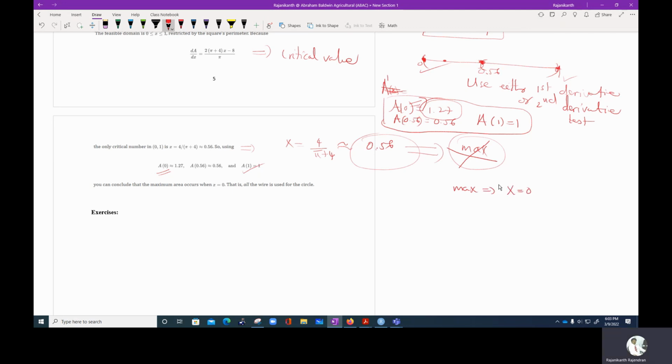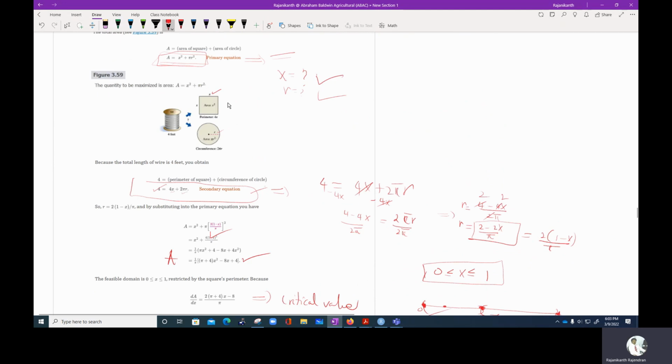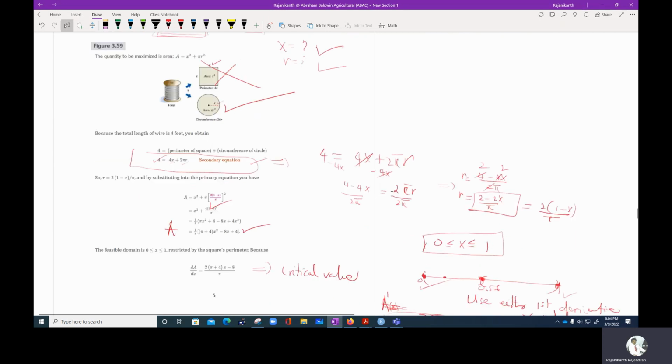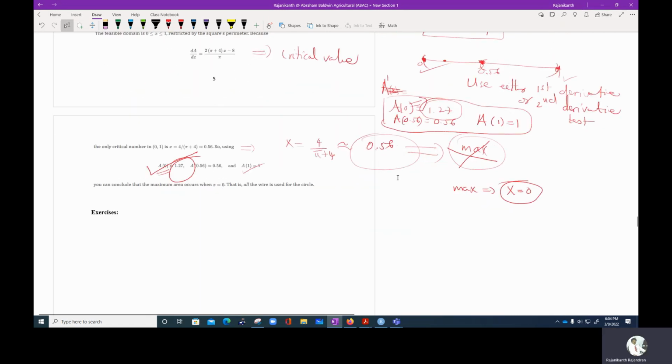So you are getting the maximum at x is 0, okay? This is the maximum value you are getting for the function. That means what? If x is 0, it means we are not using any length for the square, right? You don't use any length for the square. You are using all of it to make the circumference. In that way, you could maximize the total area. So that is the one you have to look for. For this problem, you are getting the maximum value at 0.